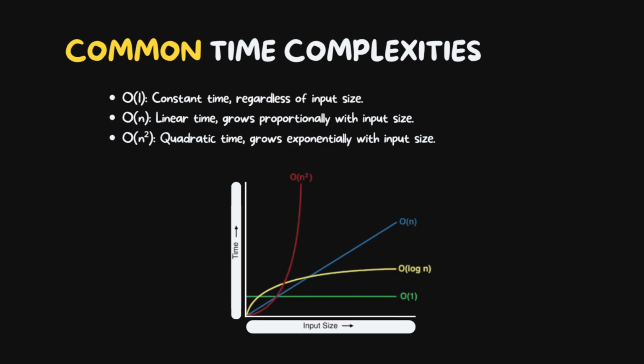So to better understand these concepts, let's look at some real world examples. Checking if a number is even or odd using the modulo operator is O(1), whereas searching for a contact in an unsorted phone book is O(n). Finding a word in a dictionary using a binary search approach is O(log n), whereas comparing every student in a class to find who has the same birthday is O(n²).